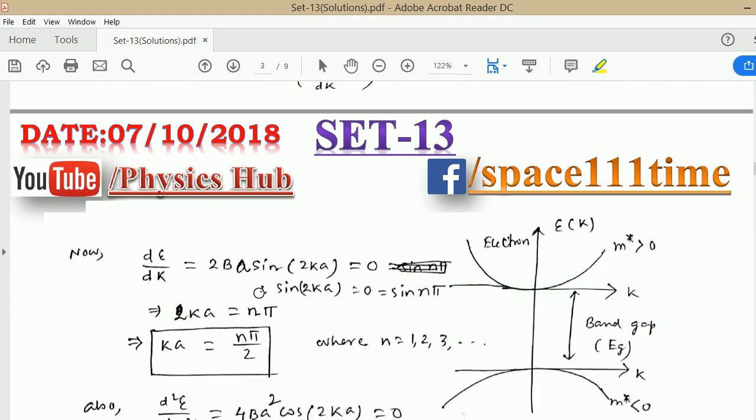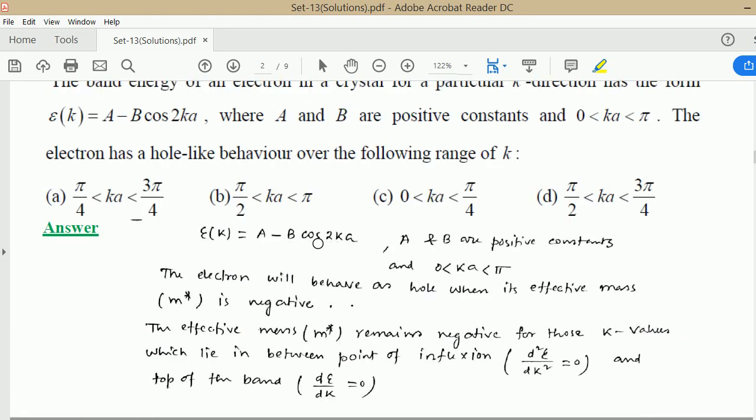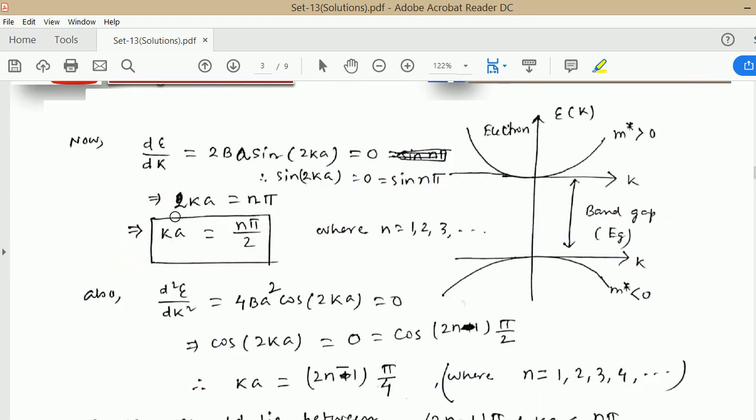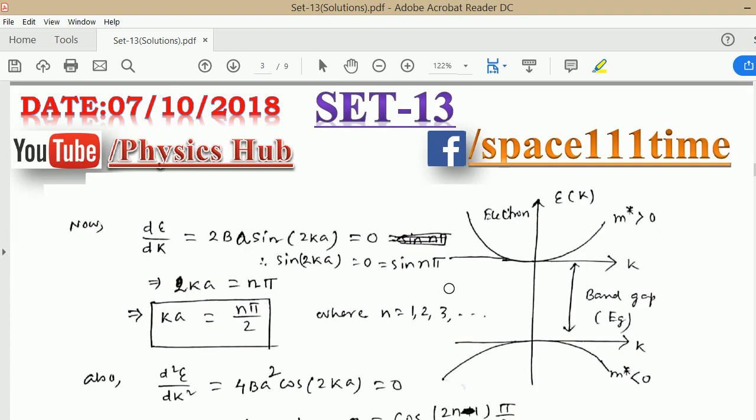Now dE/dk equals 2B·a sin 2ka, and that should equal 0. If we equate it to 0, we get 2ka equals nπ. That means ka equals nπ/2, where n equals 1, 2, 3. Now you can visualize the E-k diagram. This is the top of the valence band, and this is the bottom of the conduction band, and m star is greater than 0 here, m star is less than 0 in this region. This difference in energy is called the band gap energy.